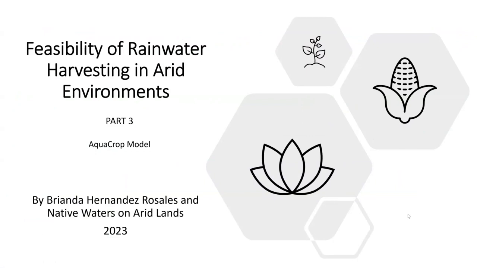Hi, and welcome to part 3 of the 6-part series looking at the feasibility of rainwater harvesting in arid environments. In this video, we will be looking at the AquaCrop model.